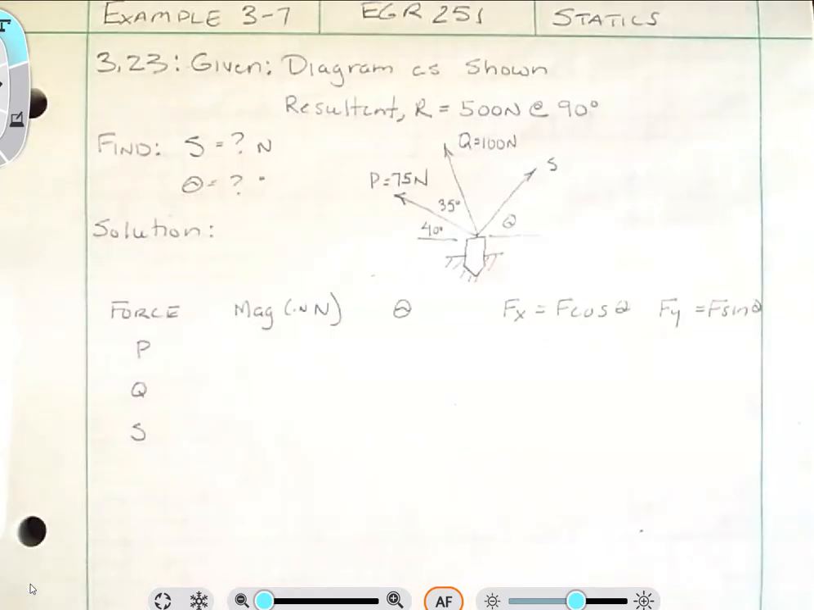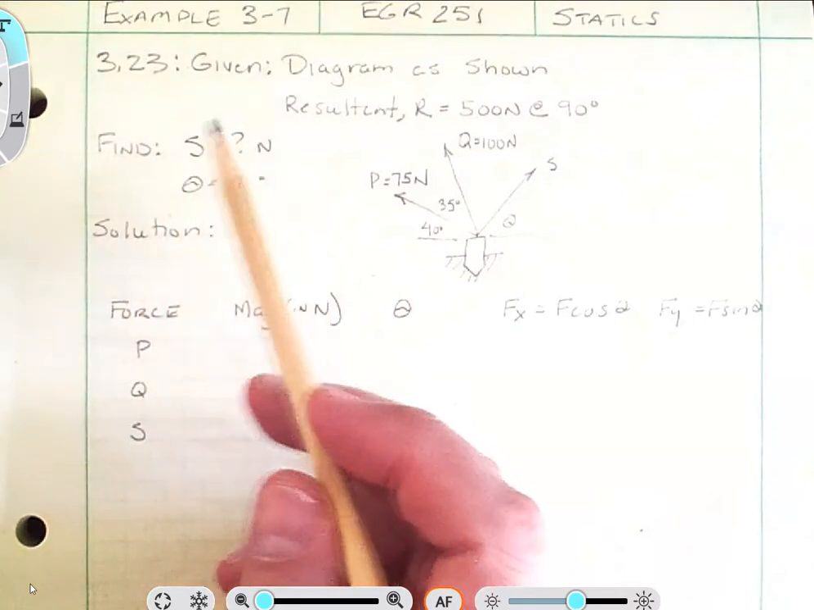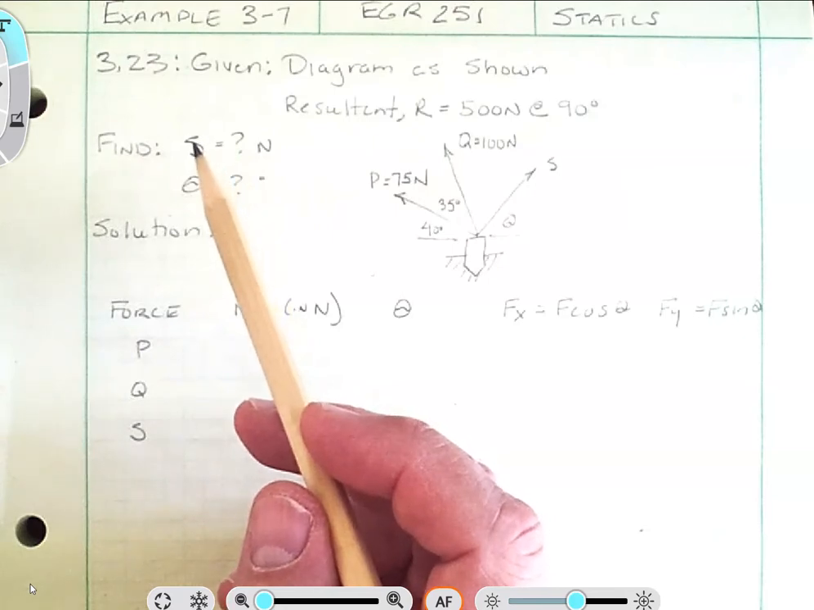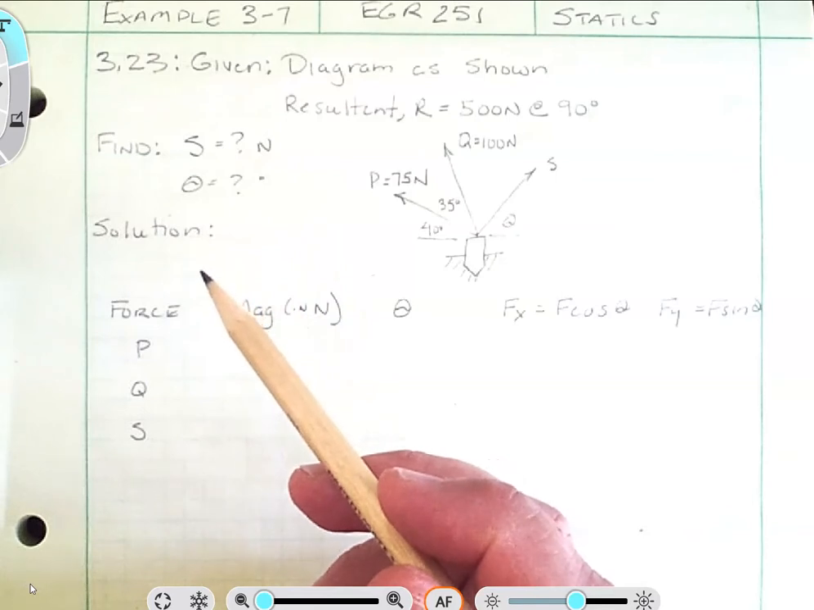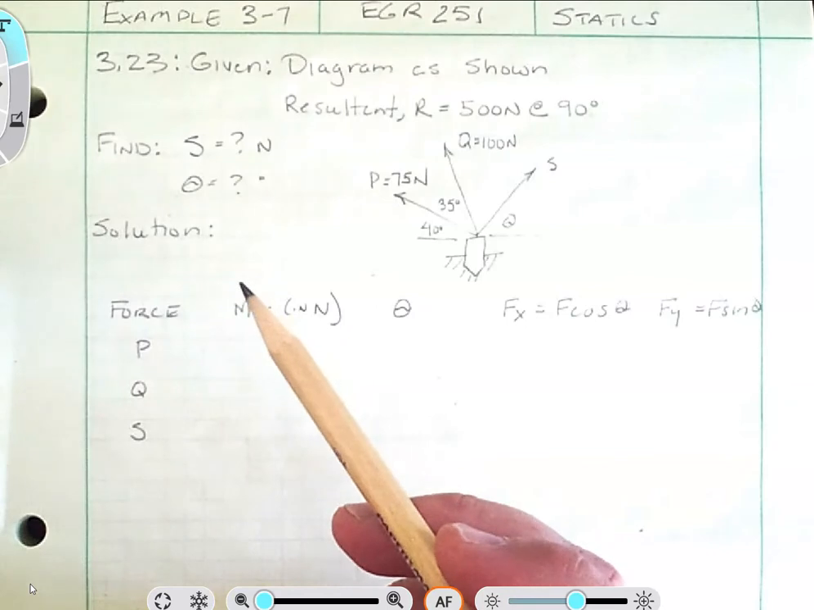All right, so here it is. It's problem 3.23. This is the 7th example in here. As with all the other examples, I recommend you go through this yourself, use your calculator, and try to get the same results I get. That'll give you the practice you need to be successful in the homework and in the quiz.